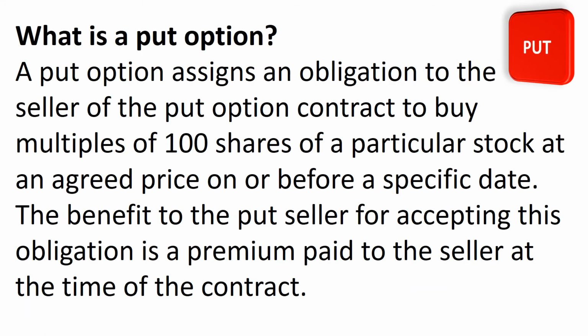Okay, so we've talked about call options. Let's look at the other side, put option. A put option, similar to the call option, assigns an obligation to the seller of the put option to buy multiples of 100 shares of a particular stock at an agreed price on or before a specific date. The benefit to the put seller for accepting this obligation is a premium is paid to the seller at the time of the contract.